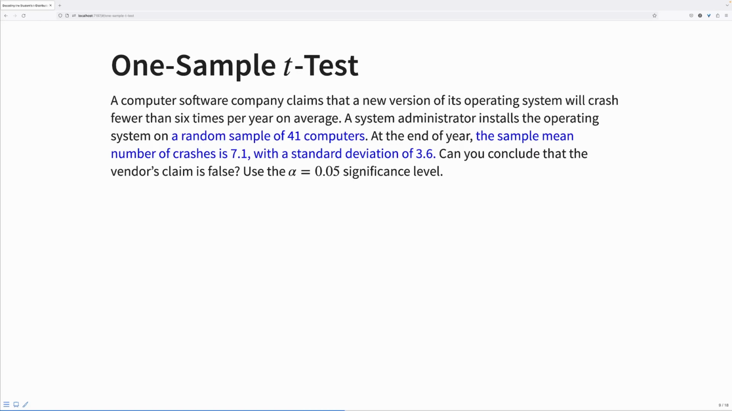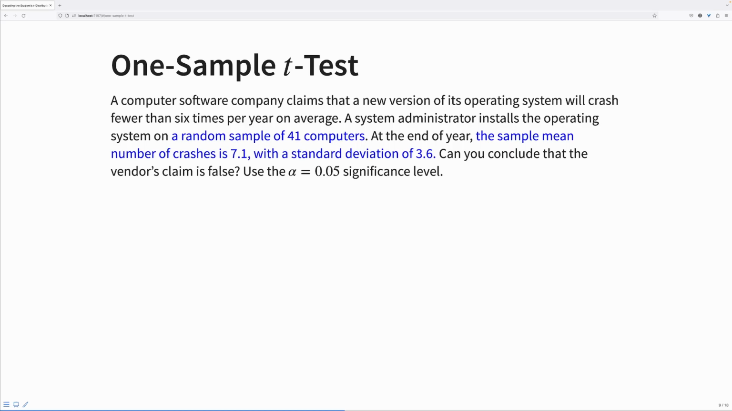So let's look at some examples about the one sample t-test. The first one: a computer software company claims that a new version of its operating system will crash fewer than 6 times per year on average. A system administrator installs the operating system on a random sample of 41 computers. At the end of the year, the sample mean number of crashes is 7.1 with a standard deviation of 3.6. So can you conclude that the vendor's claim is false? Use the alpha equal to 0.05 significance level.